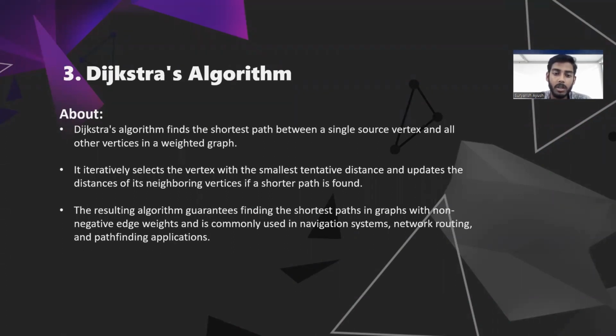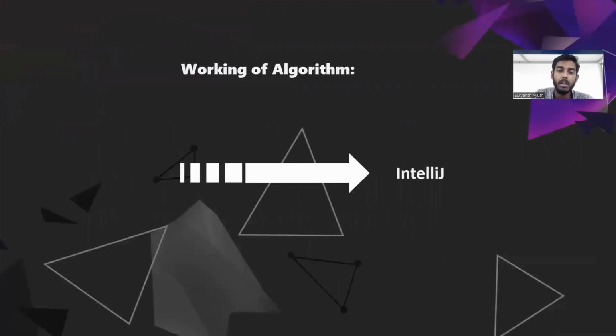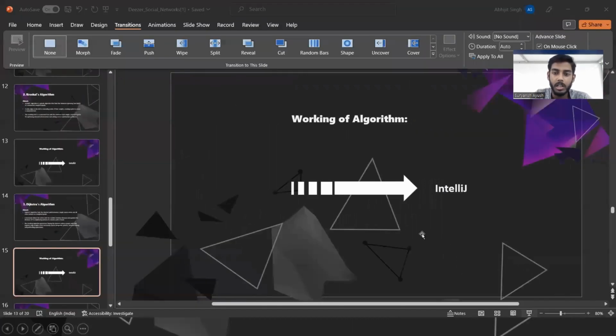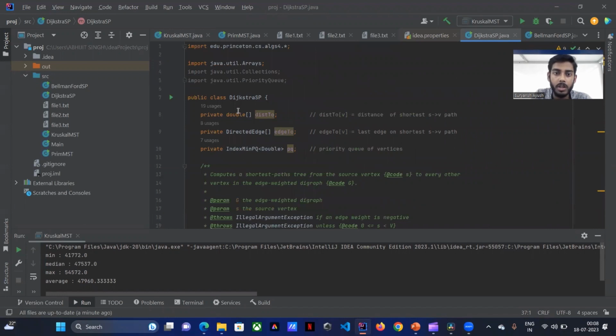The resulting algorithm guarantees finding the shortest path in graphs with non-negative edge weights and is commonly used in navigation systems, network routing, and pathfinding applications. Now we'll see the working of the algorithm on IntelliJ. This is Dijkstra's shortest path algorithm.